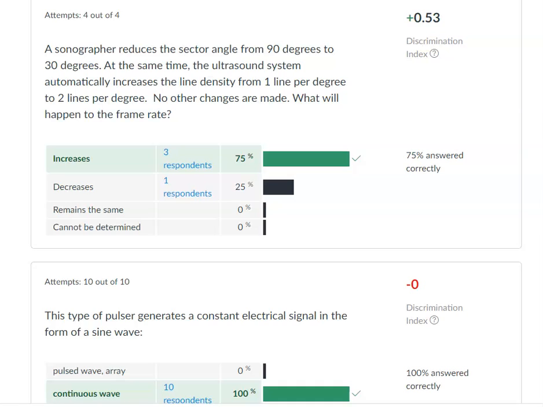Next question. The sonographer reduces the sector angle from 90 degrees to 30 degrees, so now it's down to 1/3 of what it was. At the same time, the ultrasound system automatically increases line density from 1 line per degree to 2 lines per degree. What will happen to the frame rate? So we double the number of lines, but we take 1/3 of the sector width. Therefore, we're going to have an increase in the frame rate.